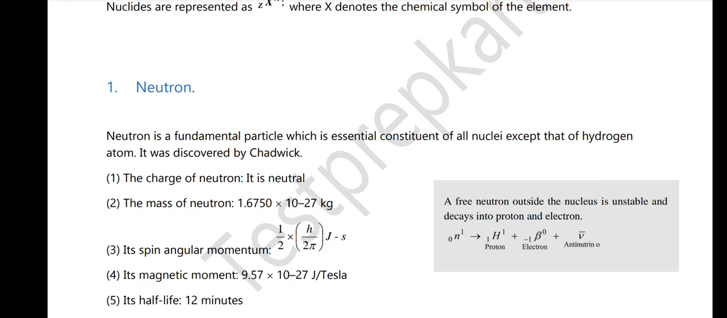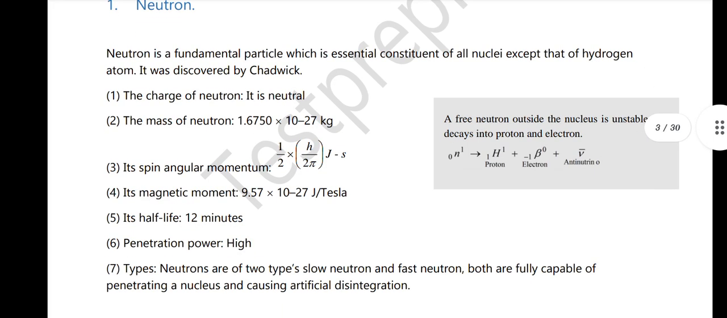Now first is the neutron, let us learn. The neutron is a fundamental particle, and it is a constituent of all nuclei except that of the hydrogen atom. For all elements except hydrogen, the neutron is a fundamental, most important particle. It was discovered by the scientist Chadwick.